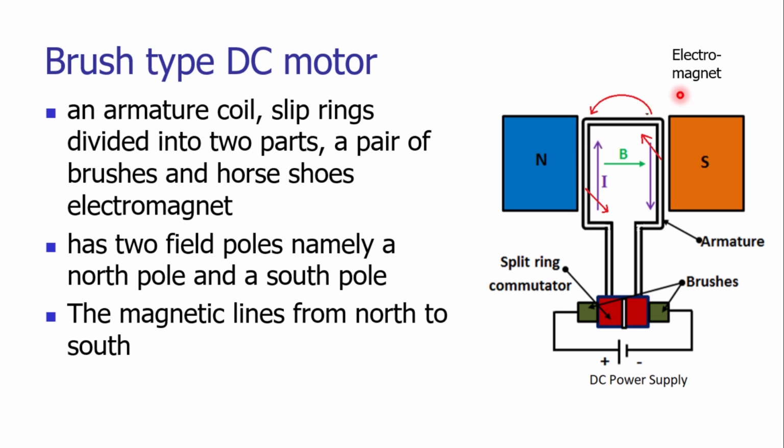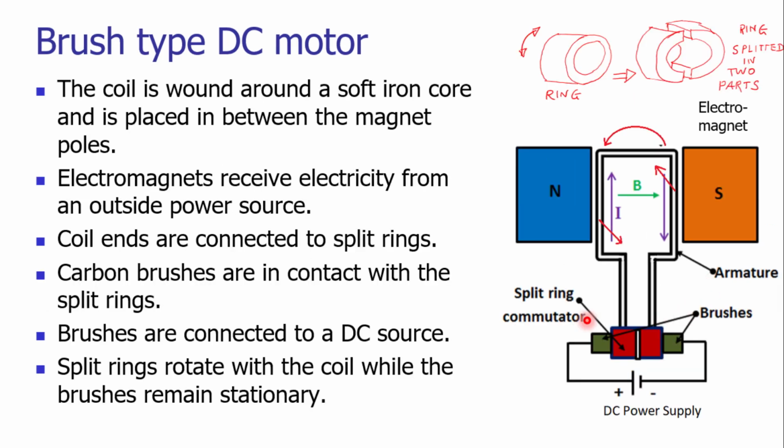The magnet is externally energized, and when we apply electrical energy to this magnet, there is a generation of magnetic lines from north to south poles. The armature is nothing but a coil which is wound around a soft iron core, and it is placed in between the magnetic poles. Now let us see why this arrangement of split ring is provided.